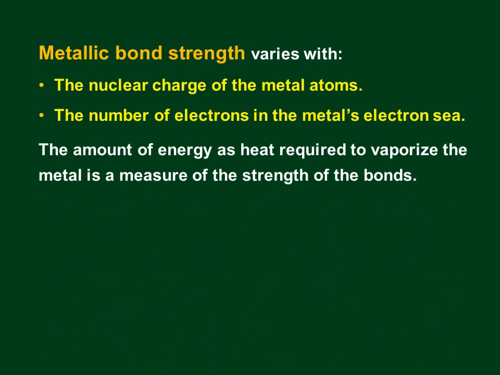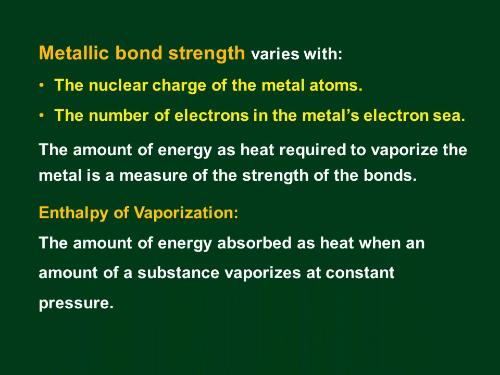The amount of energy as heat required to vaporize a metal is a measure of the strength of the bonds. Some metals need a large amount of energy to vaporize or to melt because the metallic bond strength is strong. So the stronger the metallic bond strength, the more energy is required to vaporize or melt. The energy required to vaporize a metal is called enthalpy of vaporization.